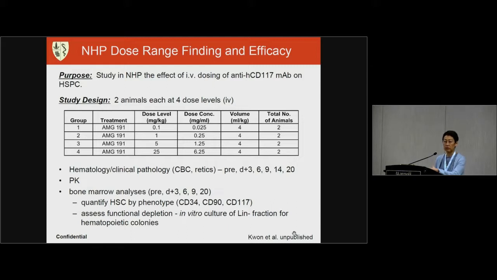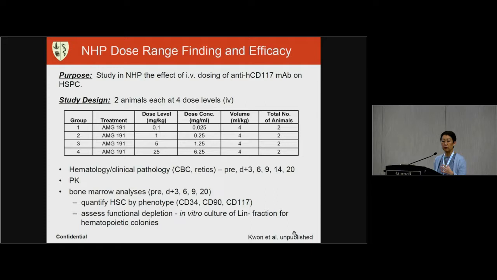But the purpose of this study was for us to look and see if we actually got depletion of stem cells in non-human primates. And so we did a dose escalation study. There were only 2 animals in each group with a range of 0.1 milligrams per kilogram all the way to 25. And then what we did is we looked at their CBCs, to see if there's peripheral depletion.